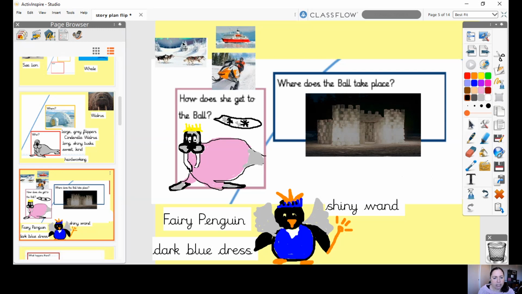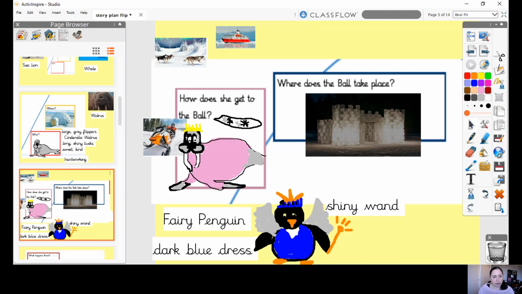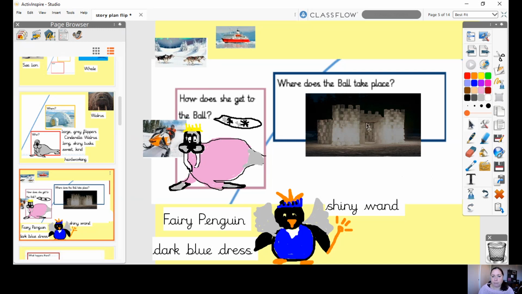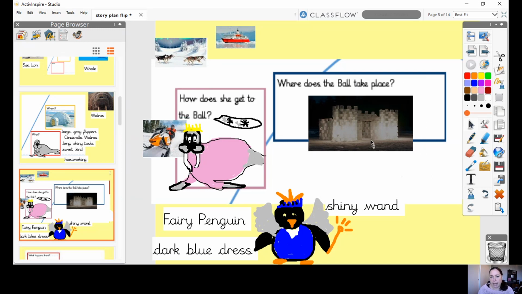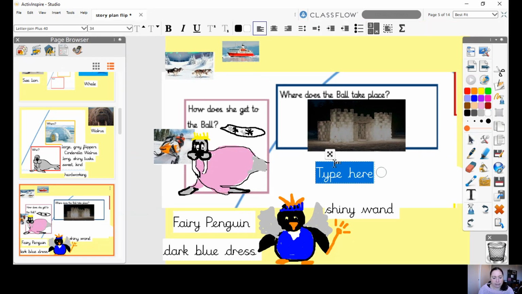In my story, she's going to go by snowmobile just because I have always wanted to go on one of those. So I think it would be nice for Cinderella Walrus to go on a snowmobile. And then she's going to go to the ball. So she's off to the party, and I want it to take place in a snow castle.